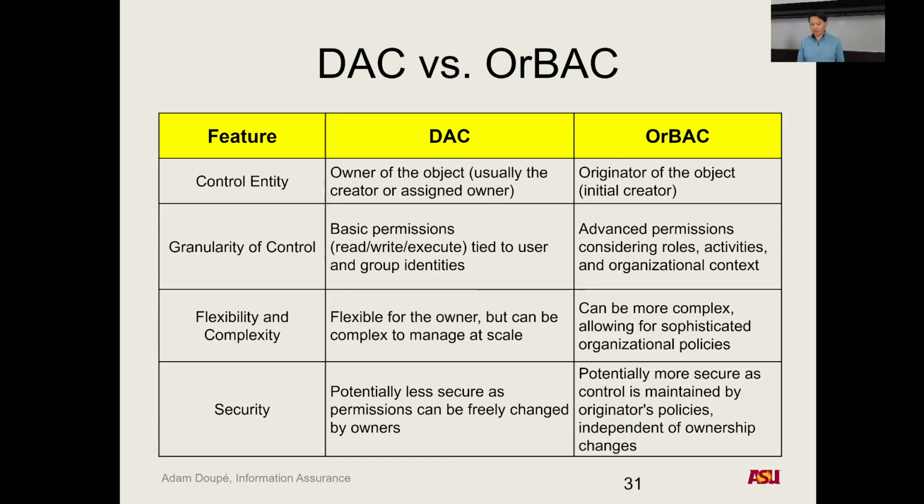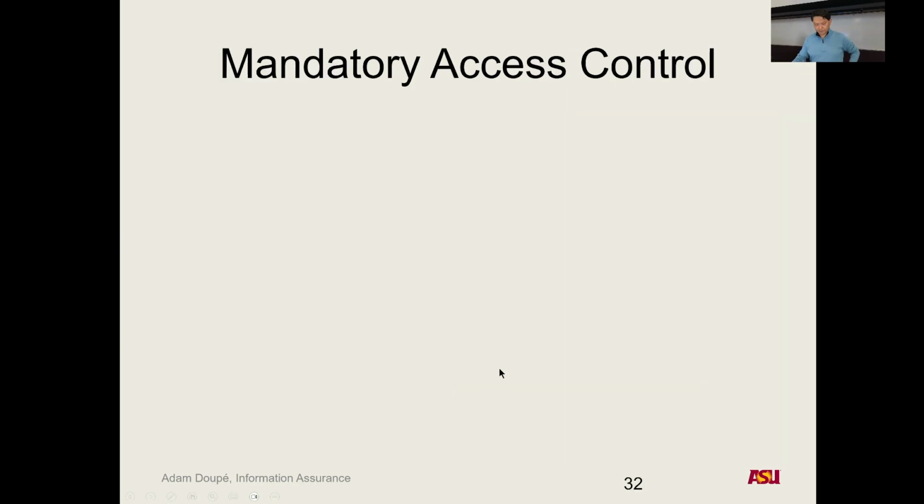RBAC can be more complex, allowing for sophisticated organizational policies. In terms of security, the DAC is potentially less secure than RBAC because the permissions can be freely changed by owners. So the mistakes of the owners can be the vulnerabilities of the system, right? And RBAC is potentially more secure than DAC because control is maintained by the originator, the creator, right? There is a difference between them.